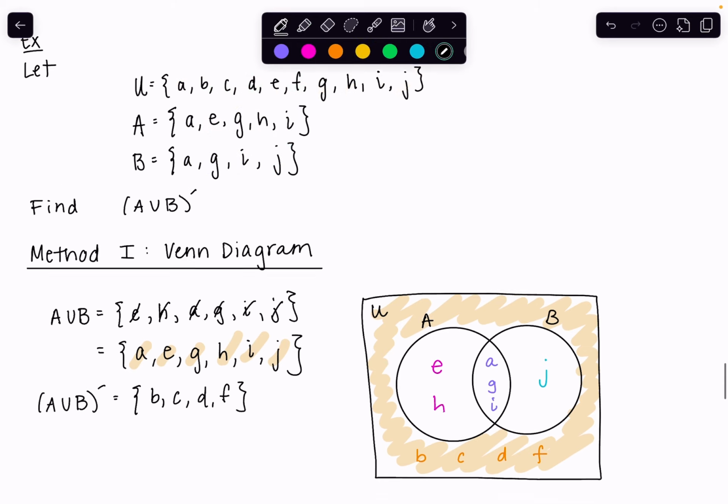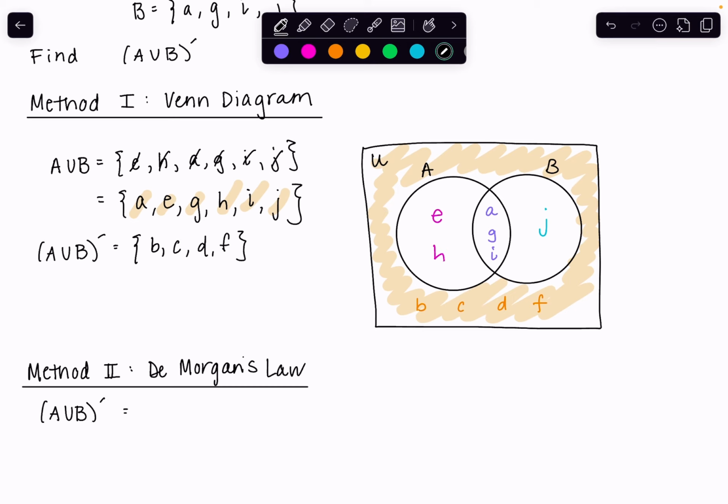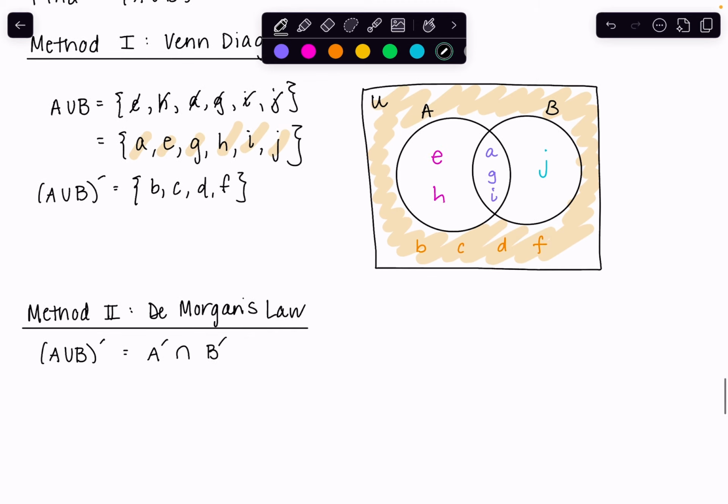Okay. Now I'm going to do this using De Morgan's law just to show you, you get the same thing. So I need to find A union B and then take the complement. Instead, I can distribute that down. So you take A complement, B complement, and then the operation has to flip to the intersection. And I can still use the Venn diagram for this. Venn diagrams are always helpful for just visualizing everything.